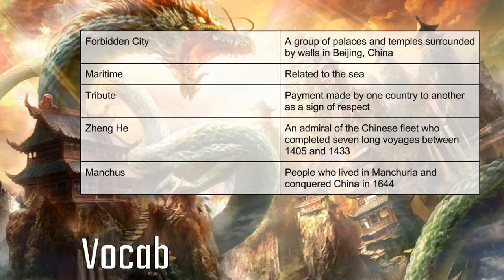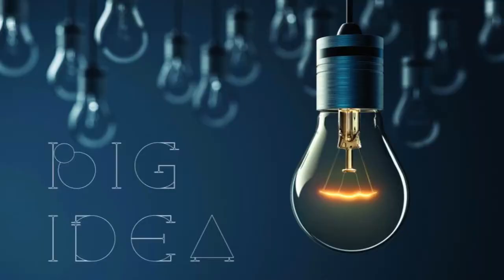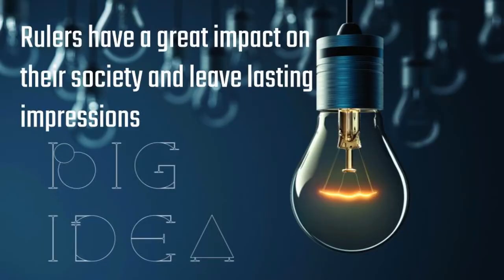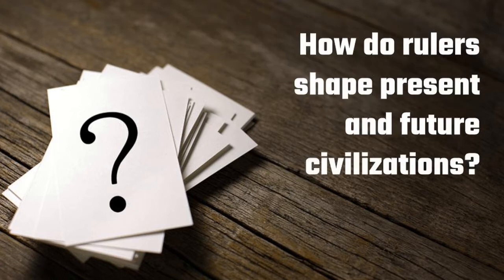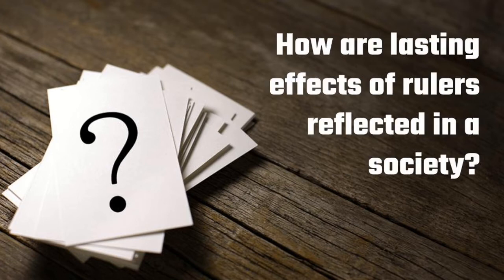Like always, just a reminder, we've got a big idea for the unit, which is rulers have a great impact on their society and leave lasting impressions. Our first essential question: how do belief systems influence a people's way of life? After that, how do rulers shape present and future civilizations? And finally, how are lasting effects of rulers reflected in a society?